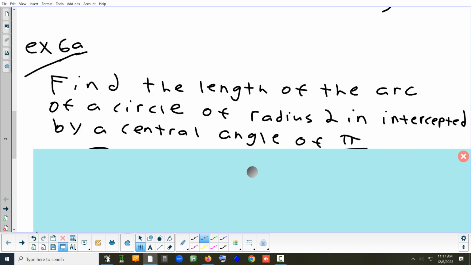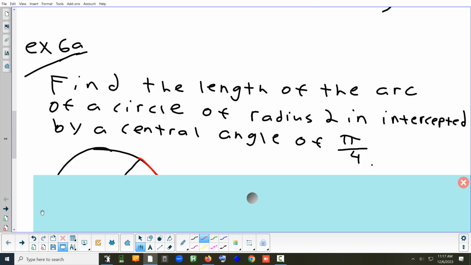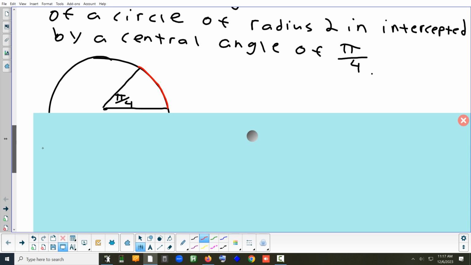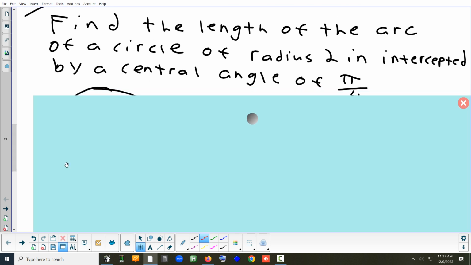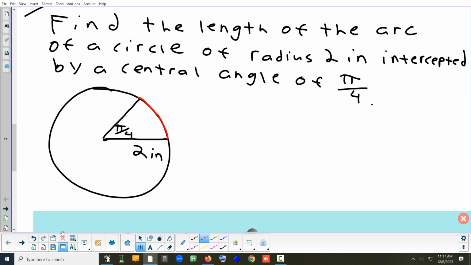All right, let's try this one. So find the length of the arc. If we have a circle with a radius of 2 and an angle of pi over 4. So what they might do in a problem is just give you the sentence like that. It might give you a diagram to go with it, or it might give you both. Okay, so we got a radius of 2, an angle of pi over 4. And the goal is to find the length of the red arc.